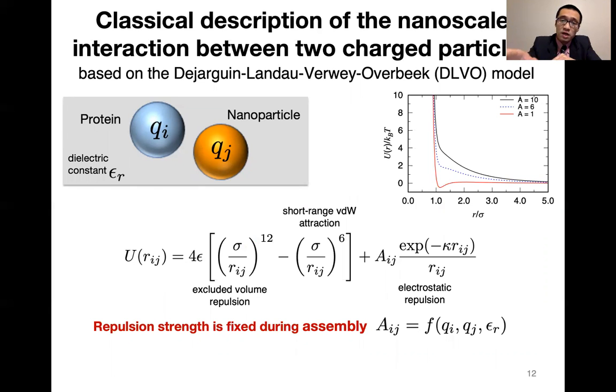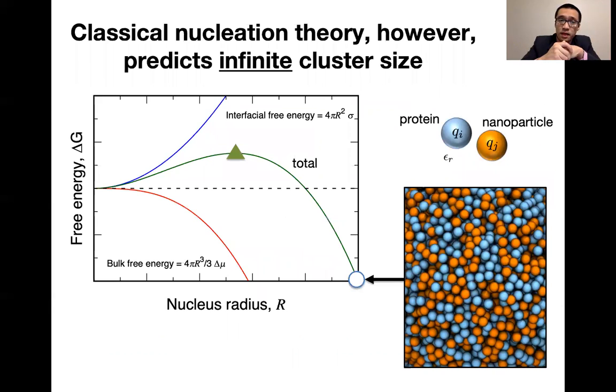And the plot on the right shows how we convert a short-range attractive force into a purely repulsive interaction between those two particles, because they have the same sign charge. This model, however, conforms to the classical nucleation theory, which states that beyond a critical size, marked by the triangle in this plot, all the particles are favored to form infinite clusters to minimize surface tension, which is not observed in Nikodov's experimental data.